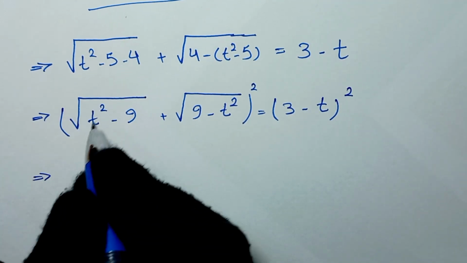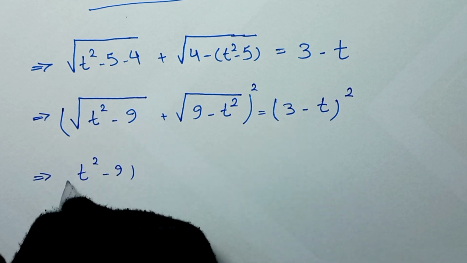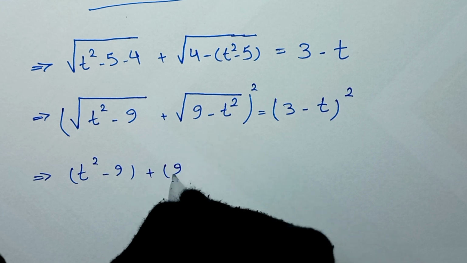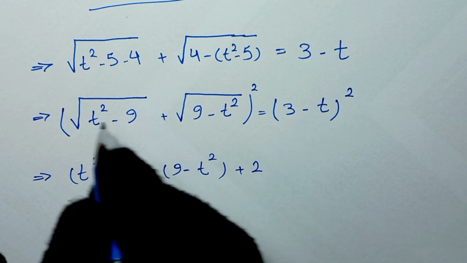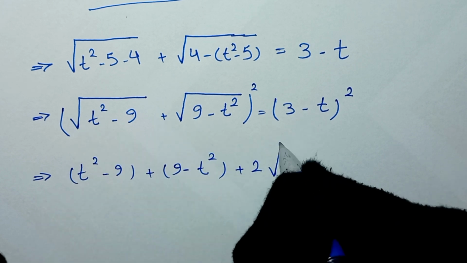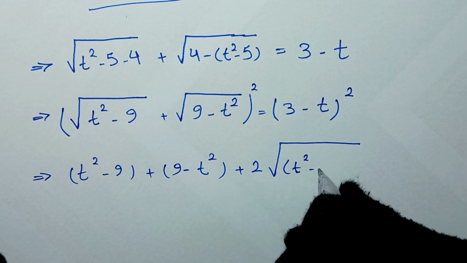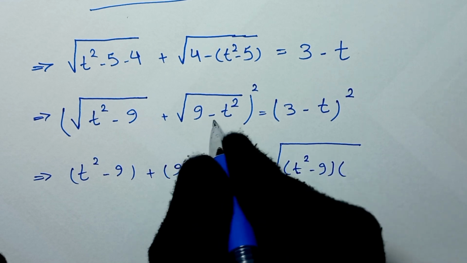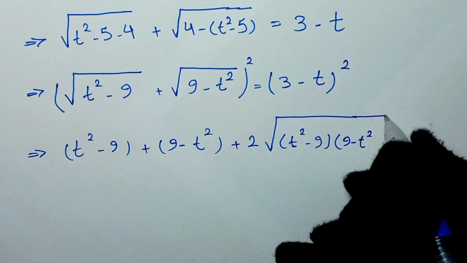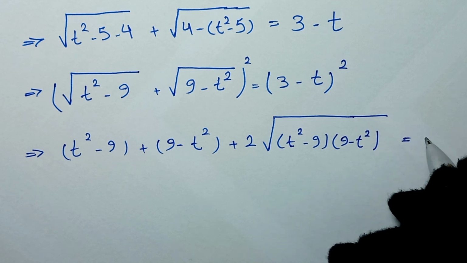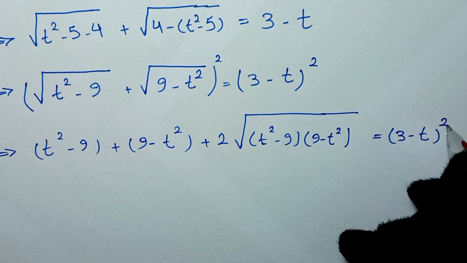So in here, this to the power of 2 will be t square minus 9, and plus this to the power of 2 will be 9 minus t square, and plus 2 times this times this. So we can write this as square root of t square minus 9 times 9 minus t square, and is equal to, in here, 3 minus t to the power of 2.